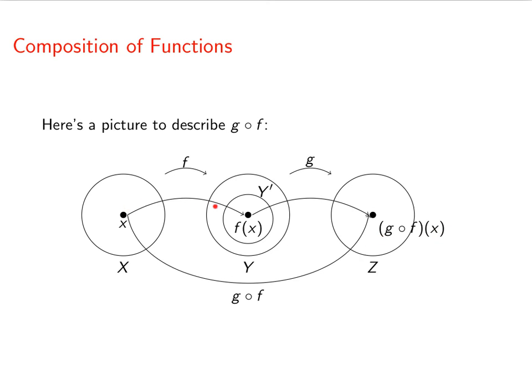So this describes it as a two-stage process where we plug something into f and the output of that gets plugged into g. And now we're going to think of this really as a one-stage process. Okay, that's all for now.